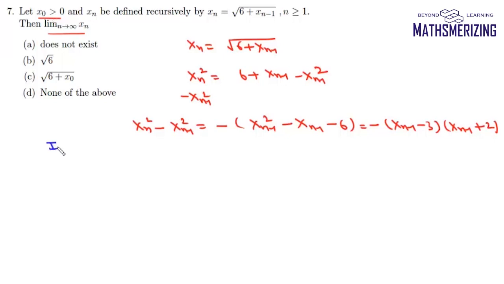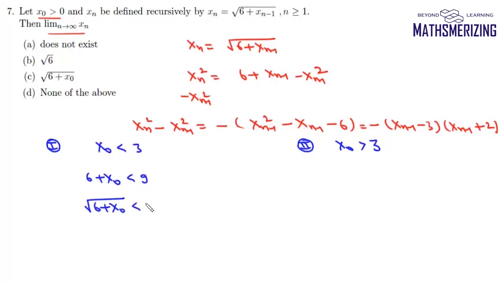Case 1, if x naught is less than 3, and case 2, if x naught is greater than 3. Now if x naught is less than 3, then if we add 6, 6 plus x naught will be less than 9. That is, under root of 6 plus x naught will be less than 3. We can write x1 will be less than 3, and using the same iteration we can write xn will be less than 3.